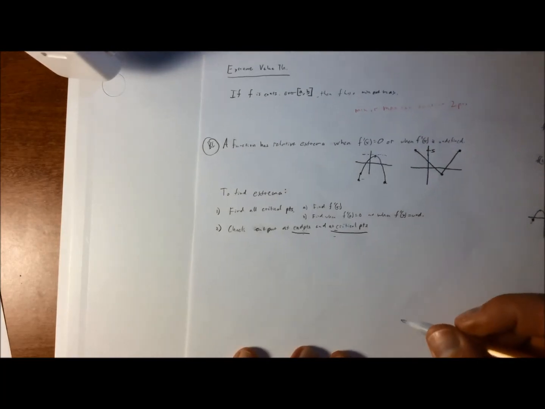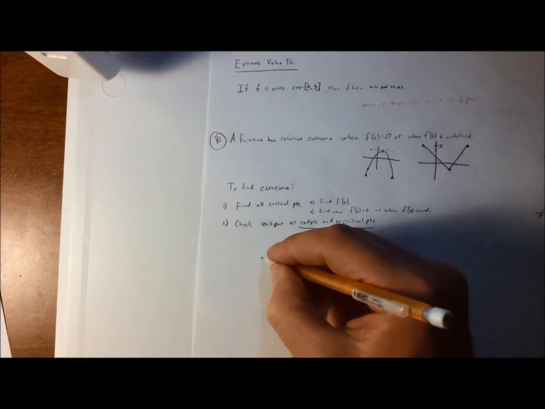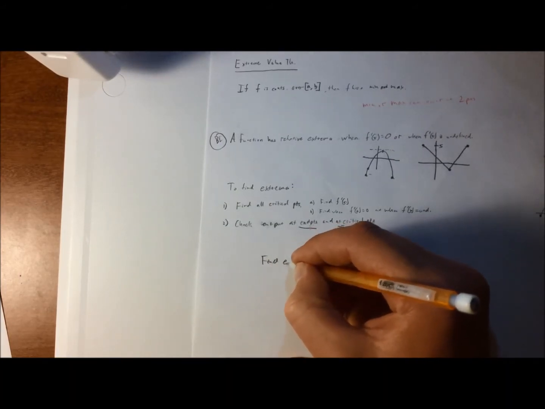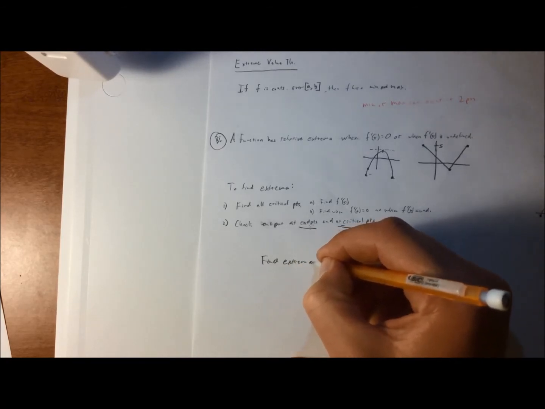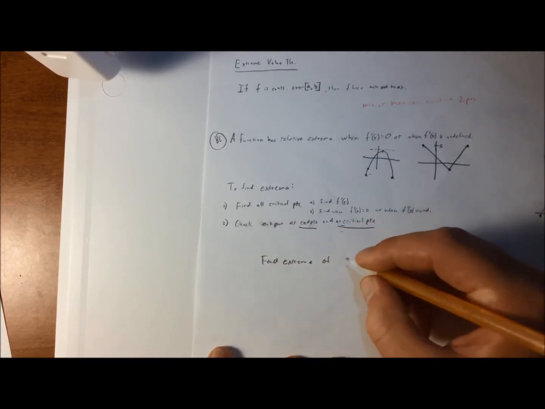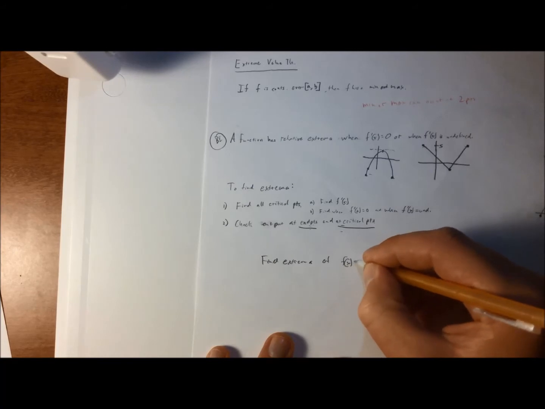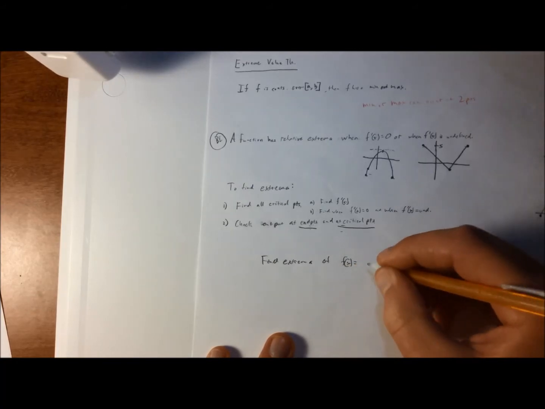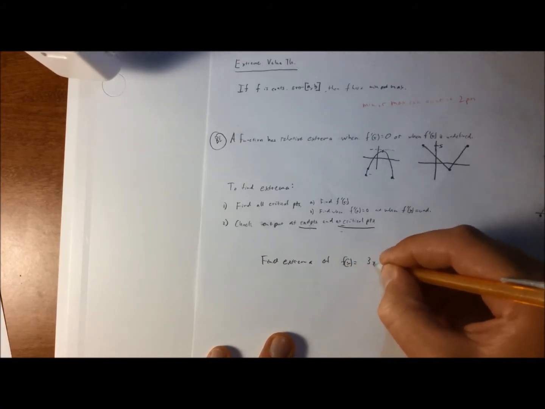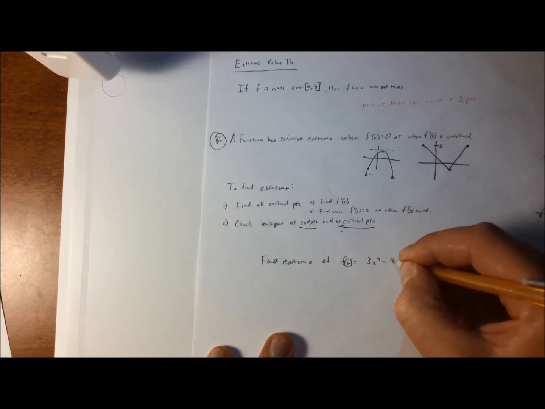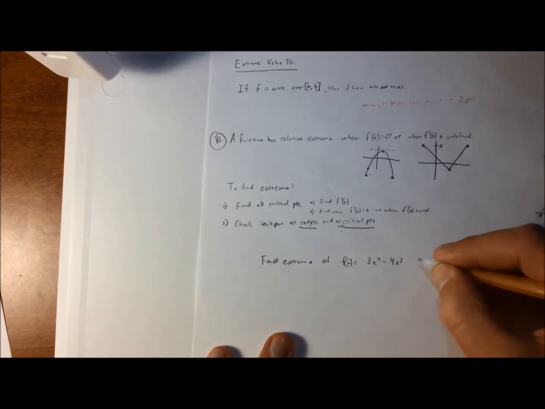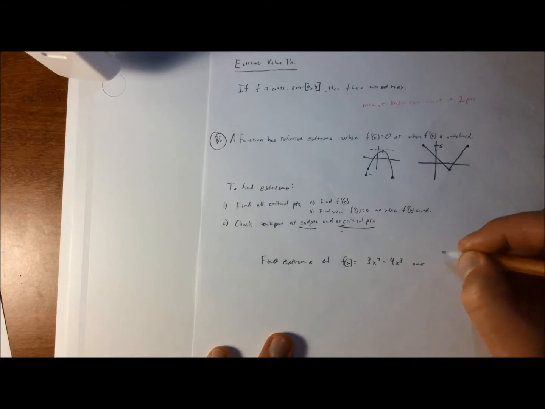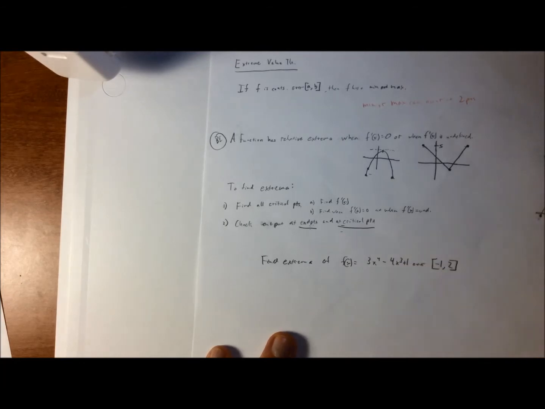All right. Once again, just a very simple example here. We're going to find the extrema of f of x, where f of x is equal to 3x to the fourth minus 4x cubed plus 1 on the interval [-1, 2]. Sure, why not?